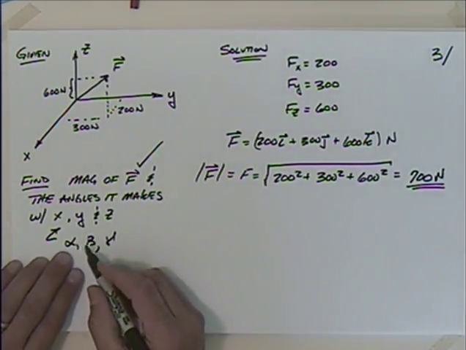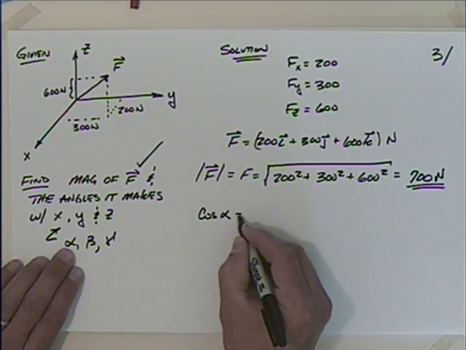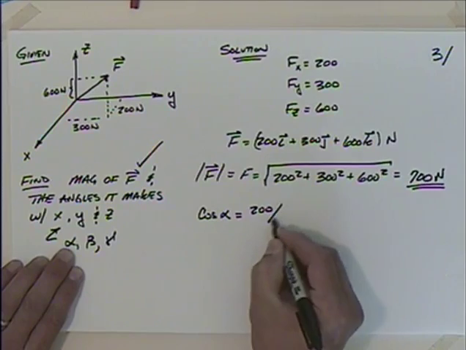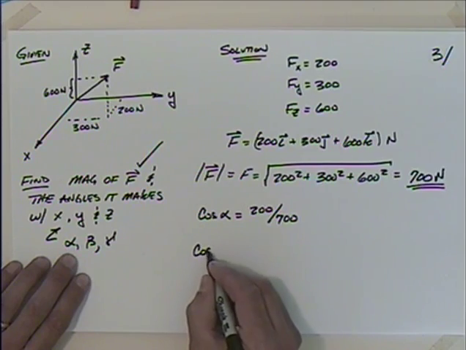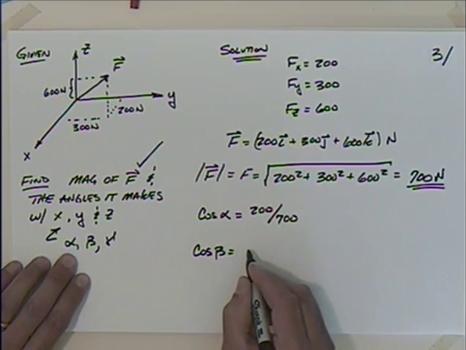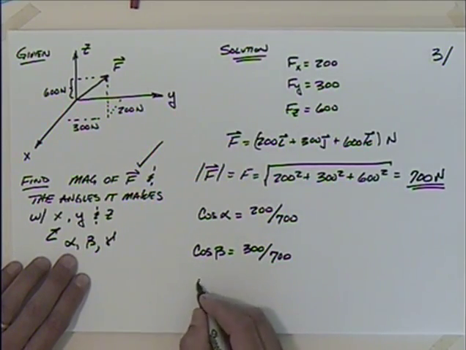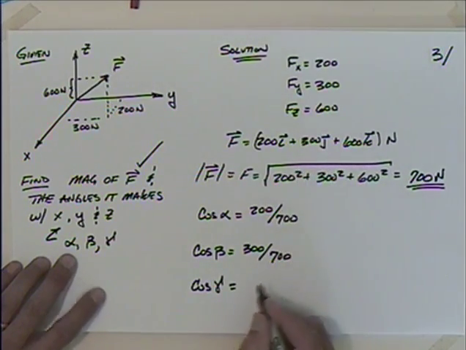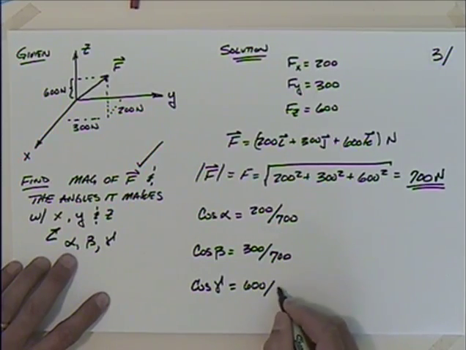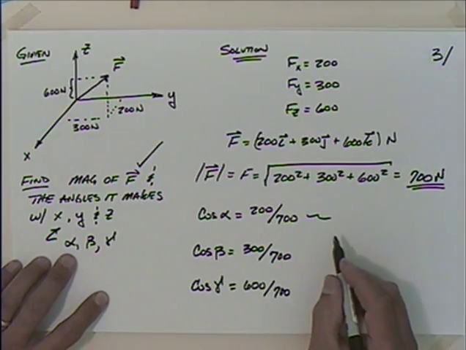Well, we'd like to find alpha, right? Well, we know from our definitions, the directional cosines, that the cosine of alpha is equal to the x component, which is 200, over the entire magnitude, which is 700. We know that the cosine of beta is equal to the y component, which is 300, over the magnitude of the whole thing, which we just found is 700. And finally, the cosine of gamma is equal to the z component, 600, divided by the magnitude of the entire thing, 700. So when you go through your math here, make sure your calculator is set up in degrees.